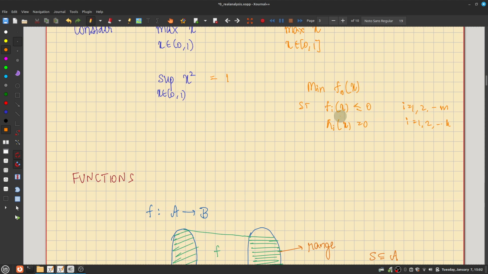If I have strictly less than 0, then I have an open set, and so I may or may not be able to find a solution. But for now this was a standard form, so I want at least this to be satisfied. Right?